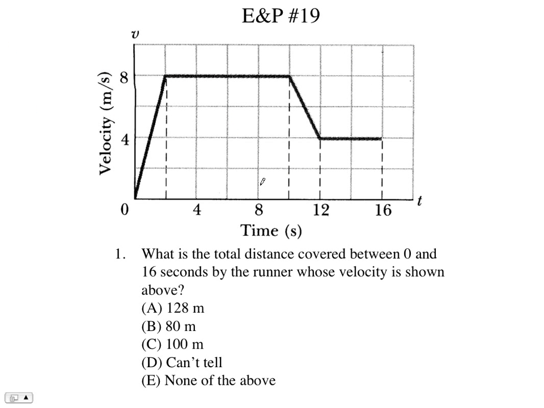Let's look at another one from the book, very similar to these examples we've been doing. What is the total distance covered between 0 and 16 seconds by the runner whose velocity is shown above? This is a velocity graph, and so I want the area under the curve. You could do this with the average velocity technique. Here you start out at 0 and end up at 8, so the average velocity is 4 times 2 seconds. I'm going to do it with area though.